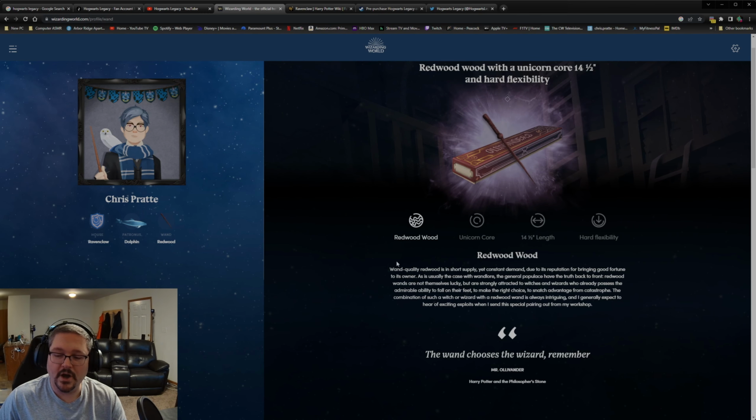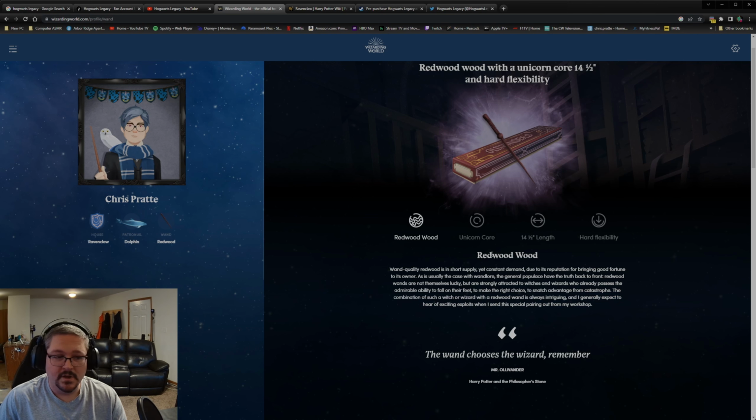redwood wood for a wand. That's a tongue twister. Redwood is in short supply at constant demand due to its reputation for bringing good fortune to its owner. As is usually the case with wand lore, the general populace have the truth back to front. Redwood wands are not themselves lucky, but are strongly attached to witches and wizards who already possess the admirable ability to fall on their feet, to make the right choice, to snatch advantage from catastrophe. The combination of such a witch or wizard with a redwood wand is always intriguing, and I generally expect to hear of exciting exploits when I send this special pairing out from my workshop.